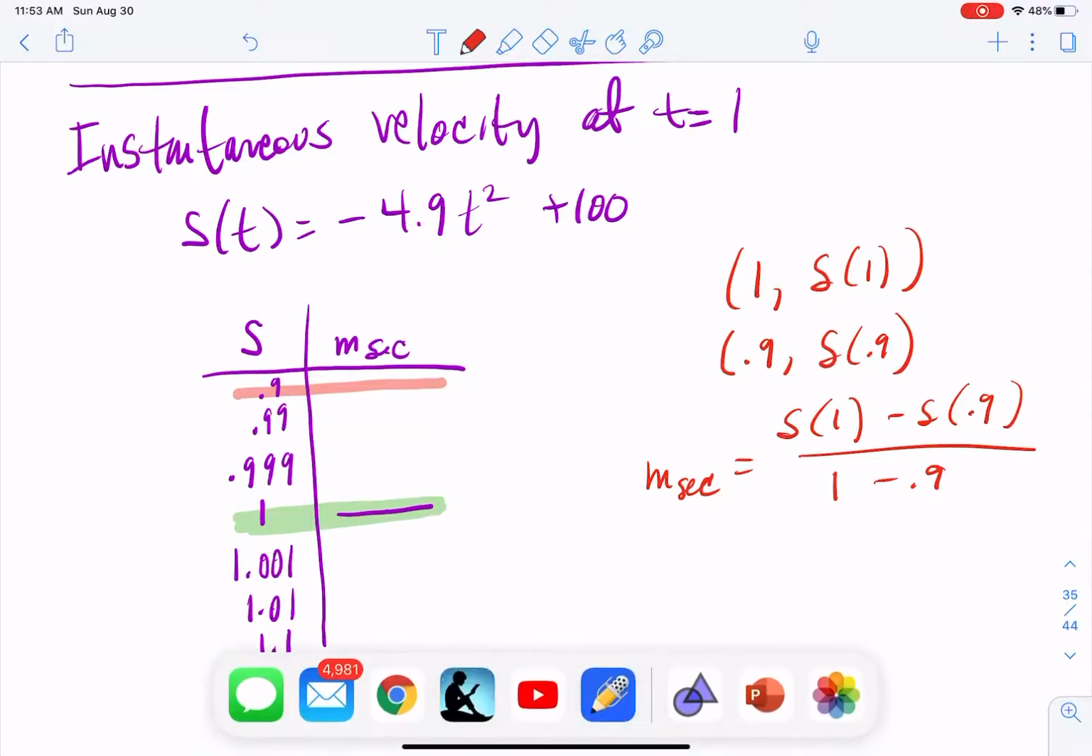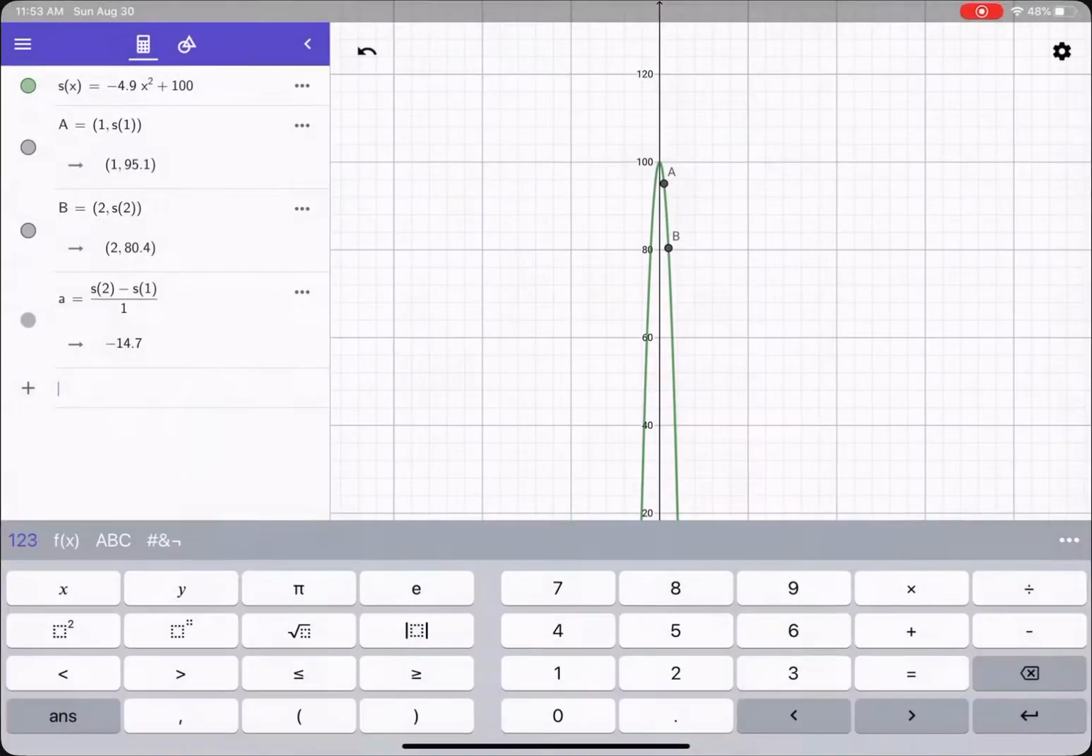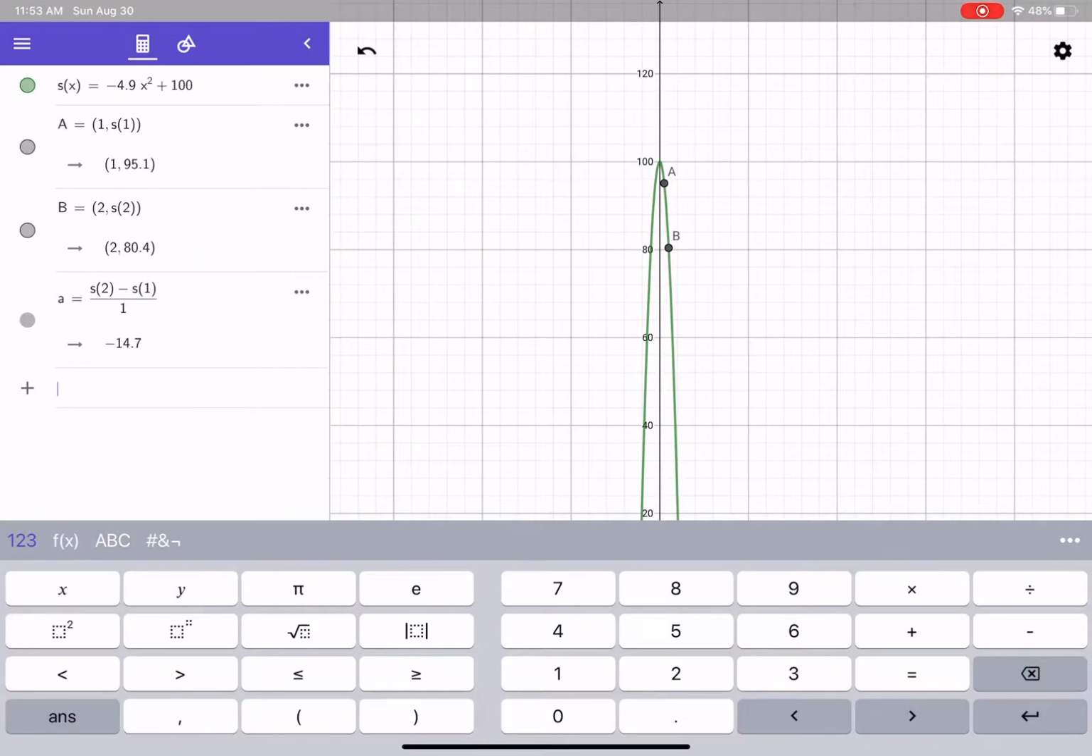So let's use that GeoGebra sketch that I was using before. It already has my function built into it, and now I'm going to start calculating some slopes. Okay, you're going to hear some noise here because I'm going to put this back on my keyboard. A little bit easier to do with my typing. Okay, pardon the noise. All right, let's see. I want parentheses s of 1 minus s of 0.9.